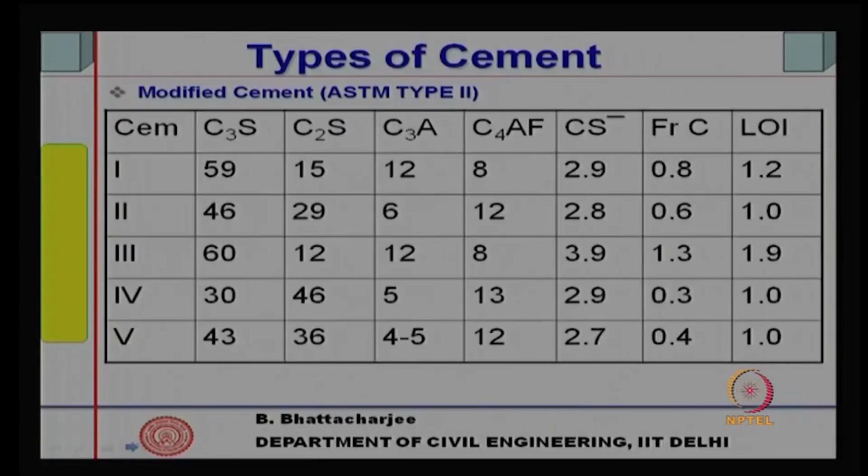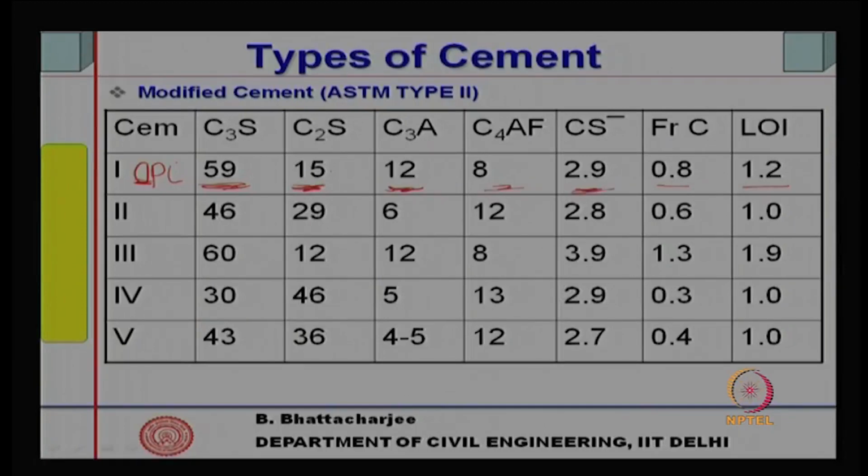if required. Now, if you recall, ASTM type 1 or OPC had roughly around 59% of C3S, 15% of C2S, could be something of this order, 15, 20, 55, etc. This is one OPC, let us say C3A 12, C4AF 8, and calcium sulphate, this is 2.9, and free lime could be something like this, loss on ignition 1.2. So, this composition will satisfy OPC.